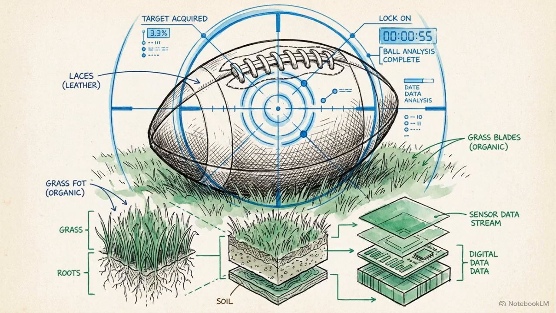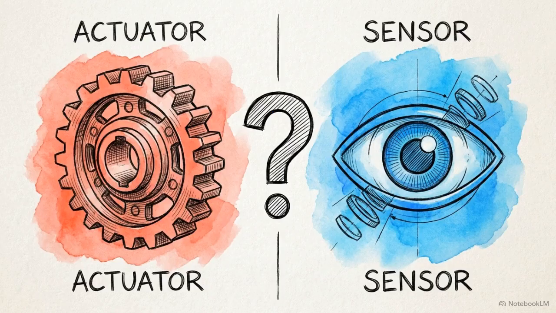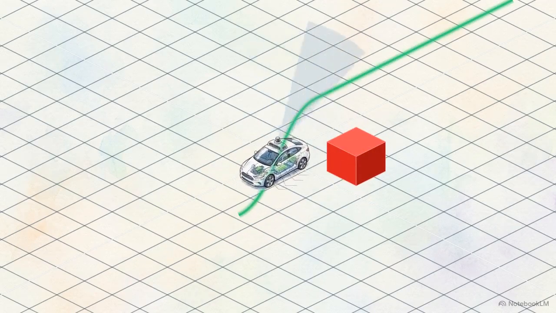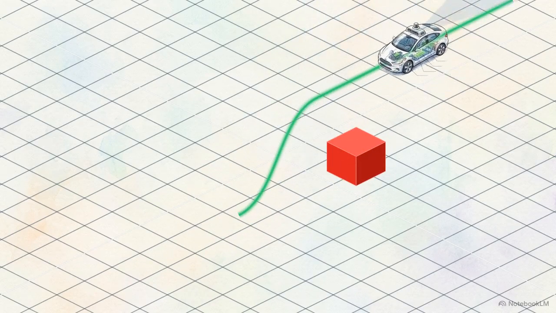Quiz 3. If our striker uses a camera to scan the field and spot the ball, is that camera acting as an actuator or a sensor? It is a sensor. By collecting data on their own, sensors give computers the data they need to perceive and react to their environment on their own.